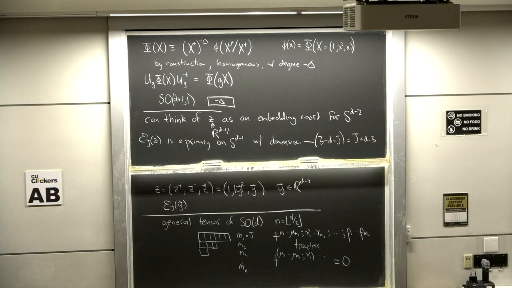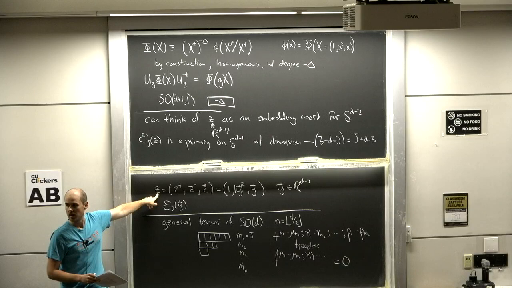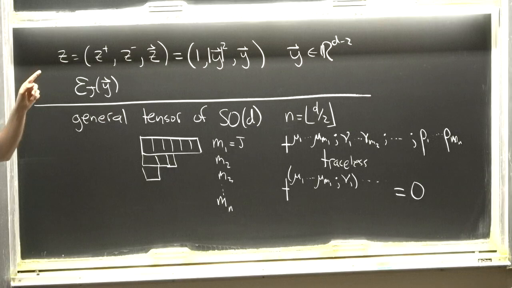For example, you can do a boost that fixes this z direction. And what that does is that boost rescales. So the boost doesn't change its direction. Homogeneity means that E sub J will pick up some factor. And in terms of the conformal group on the celestial sphere, that boost becomes a dilatation, and the factor that it picks up is the rescaling factor under a dilatation that fixes the point where the operator is. I don't know if that helps. OK, other questions?